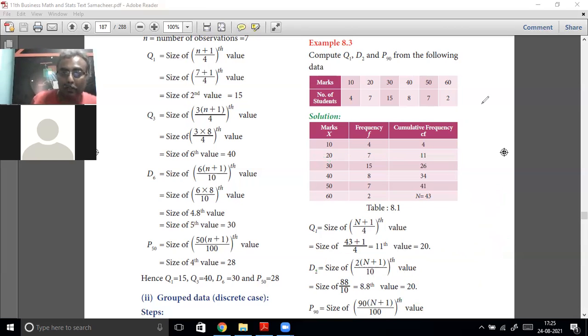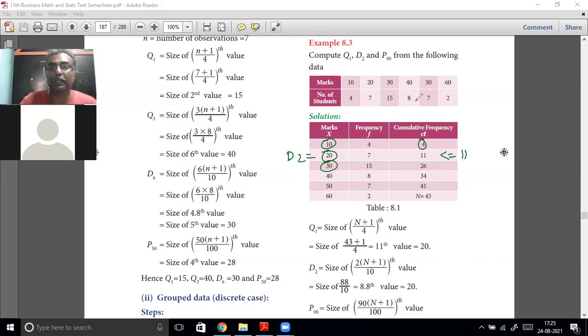What you have to do is go back into the frequency table. If the value of n plus 1 by 4, or 2 into n plus 1 by 10, comes less than or equal to 4, then you take 10. If the value comes less than or equal to 11, then the answer is 12. Okay, D2 is equal to 12. If it is coming less than or equal to 26, then the value will be 30. Whatever the percentile value, or D2 or D3 or D4, will be 30, like that.